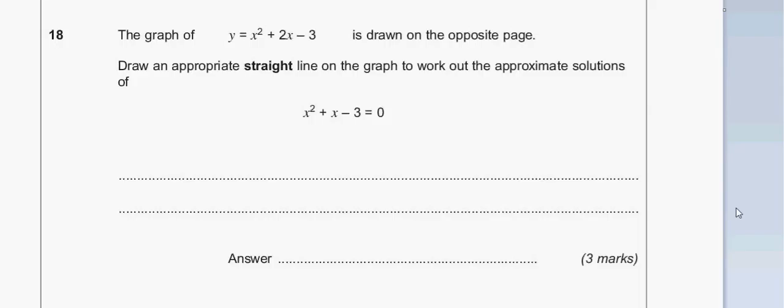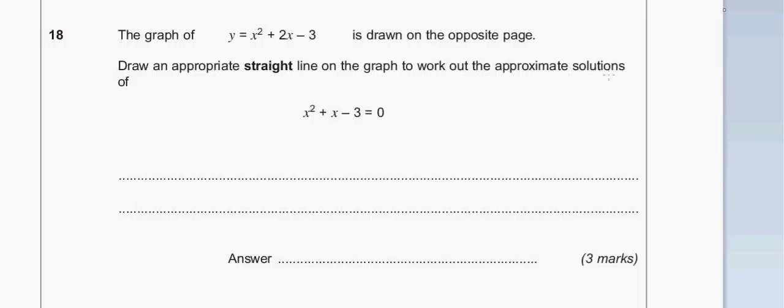Okay. So it says the graph of y equals x squared plus 2x minus 3 is drawn on the opposite page. Draw an appropriate straight line on the graph to work out the approximate solutions.